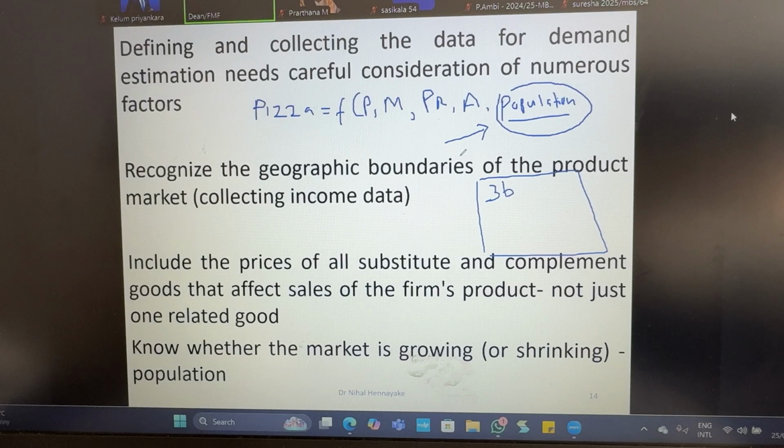Therefore, in this function, though population is important, when you collect the data, it is better not to collect data on the population. Understand? Clear?